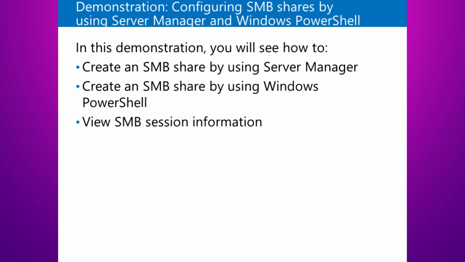Windows PowerShell cmdlets in the SMB share module. The SMB share module for Windows PowerShell contains 35 cmdlets in Windows Server. This includes commonly used cmdlets such as New-SmbShare, Set-SmbShare, and Remove-SmbShare. If you use the SMB share cmdlets, you can configure any share properties, even those that are not available in Server Manager.